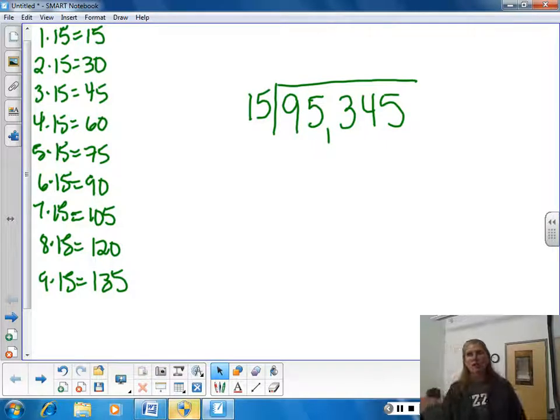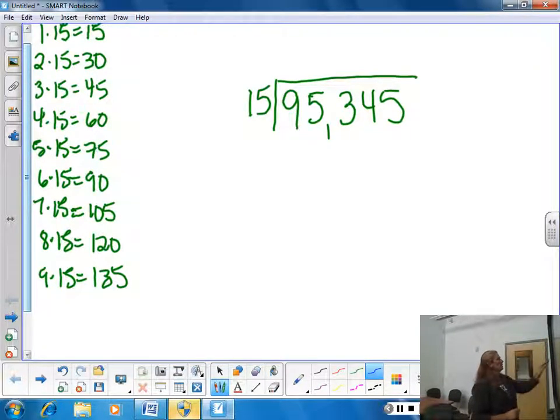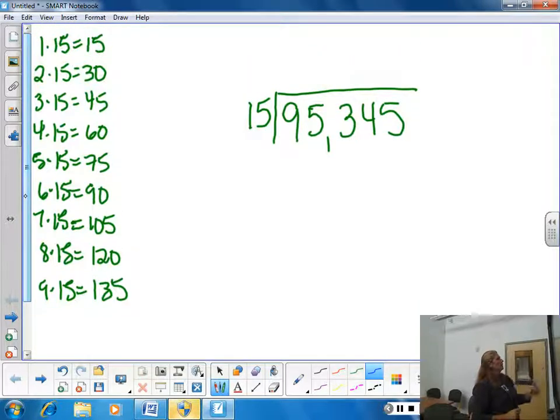But I also know that some people don't want to do that. You want to just guess and check as you go through, like I did on the first example. Ask your teacher which way they prefer and have them help you, and you can decide which way you like. 15 does not go into 9, but I know it would go into 95. Looking over here, 7 is too much, but 6 is right on because 6 is 90.